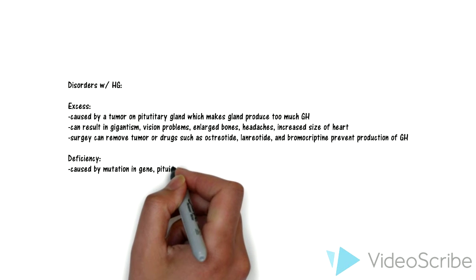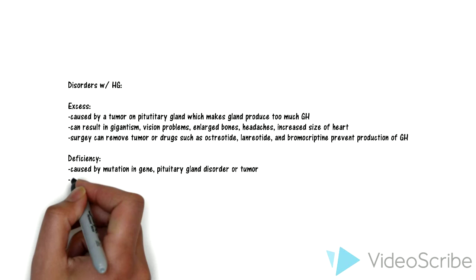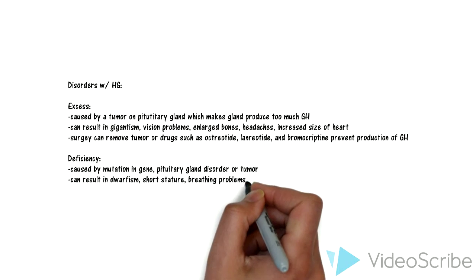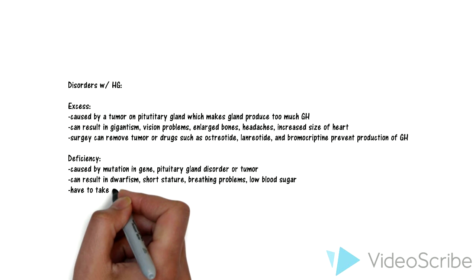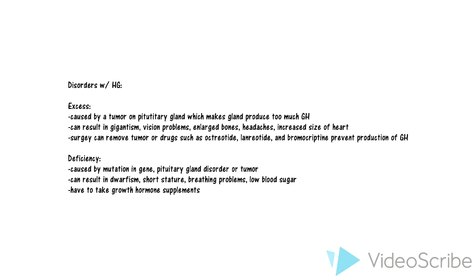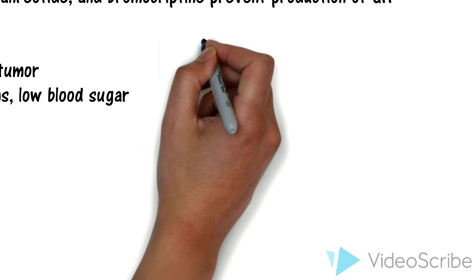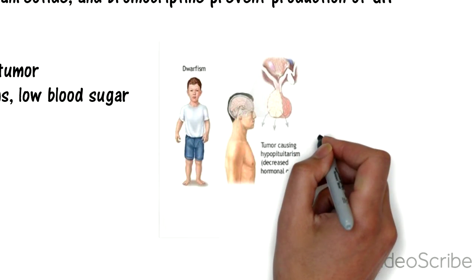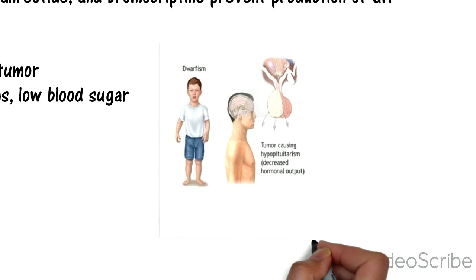When you have a deficiency of human growth hormone, this is caused by a mutation in the gene or a pituitary gland tumor. And this results in dwarfism, which is a short stature, you'll have breathing problems, and you'll have to take growth hormone supplements.